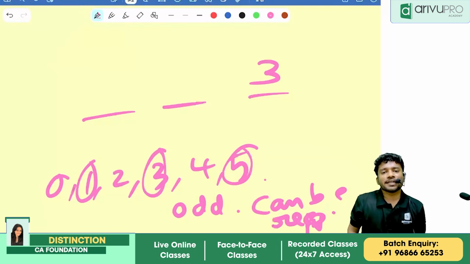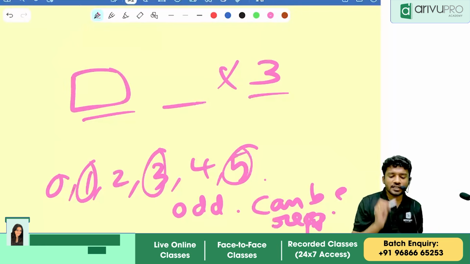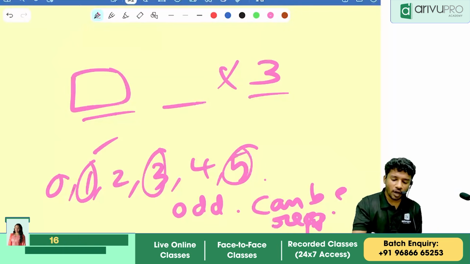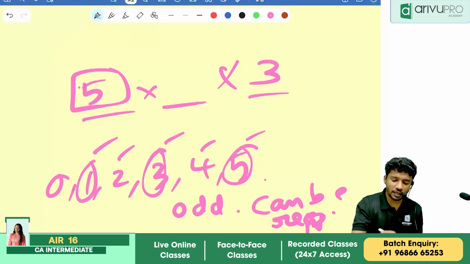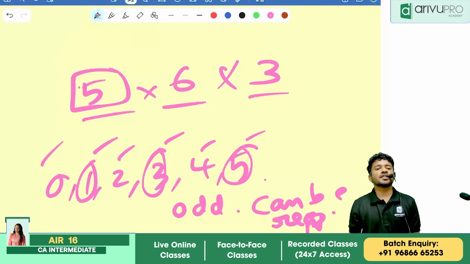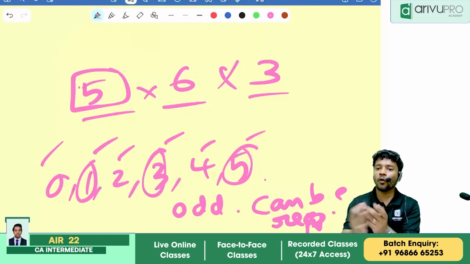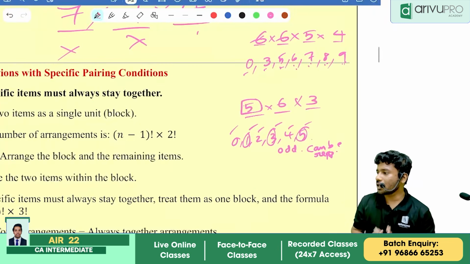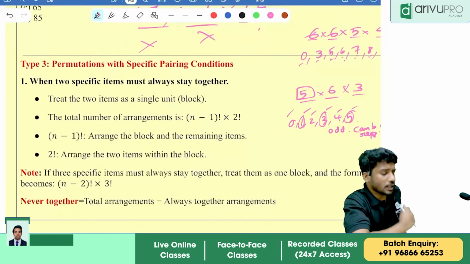So 3 people can sit here. Then we will go to the hundreds place. How many people can sit? 1, 2, 3, 4, 5. Then how many people can sit in the middle? 1, 2, 3, 4, 5, 6. So 5 into 6 into 3, 90 is your answer. All these sorts of questions are there and that will give you the marks. Now I will teach you the next one.